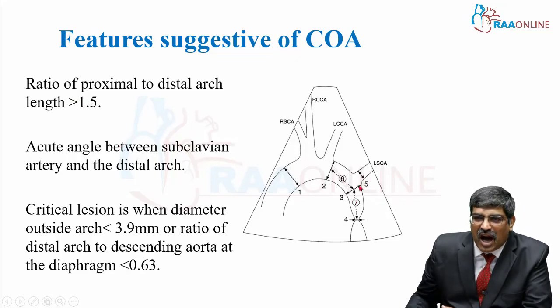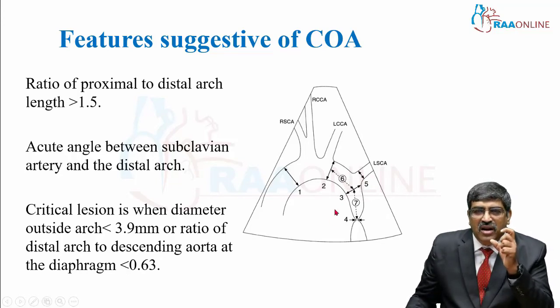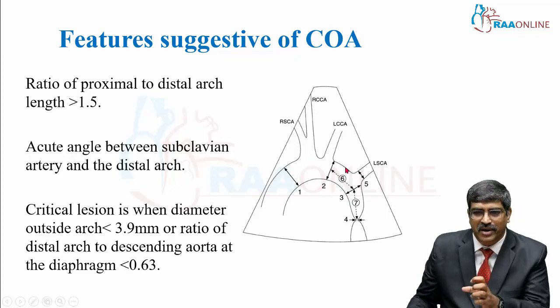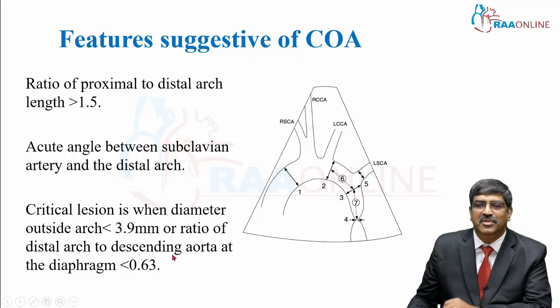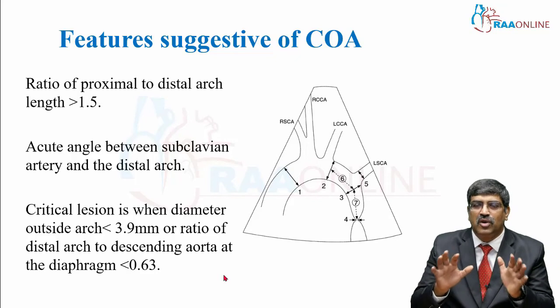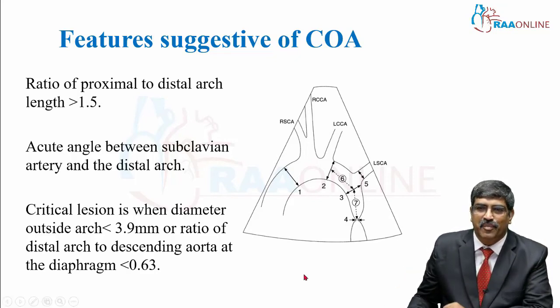And there is going to be acute angling between the subclavian artery and the distal arch due to the coarctate segment, and it is called critical coarctation when the diameter outside the arch is less than 3.9 millimeter, or the ratio between the distal arch and the descending aorta at the level of the diaphragm is less than 0.63. These are all various measurements when you look at an echocardiogram or CT angio to suggest a coarctation is present.